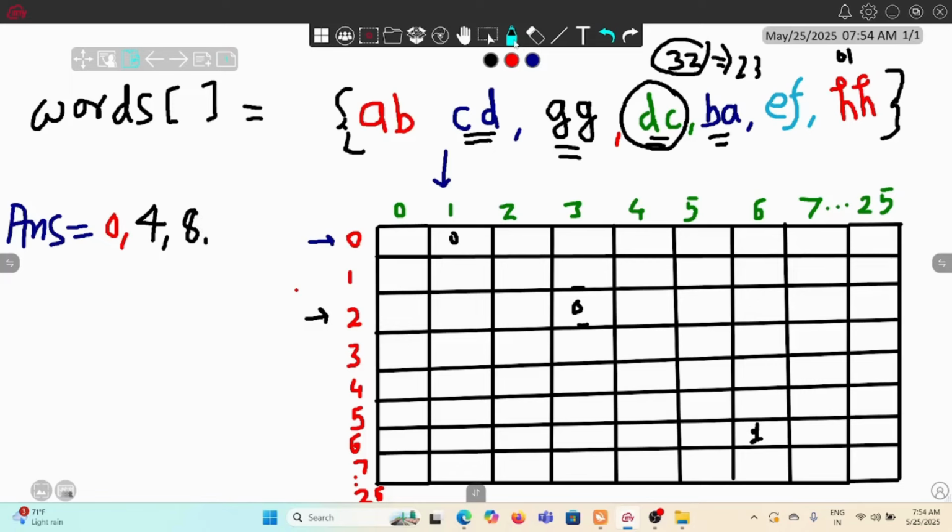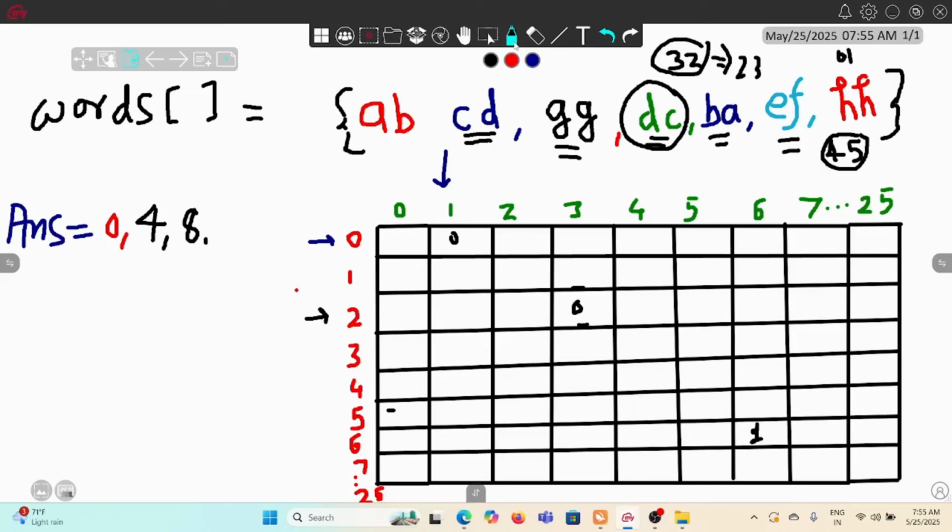Now we are finally at EF. What is the EF coordinate? The EF coordinate is 4, 5, right? Then we will check whether 5, 4 has already occurred. 4, 5 is the EF coordinate and 5, 4 is the opposite of it. So 5, 4, this is 5 and this is 4. No, there is no value already occurred. So what we will do here is increase the frequency by 1.